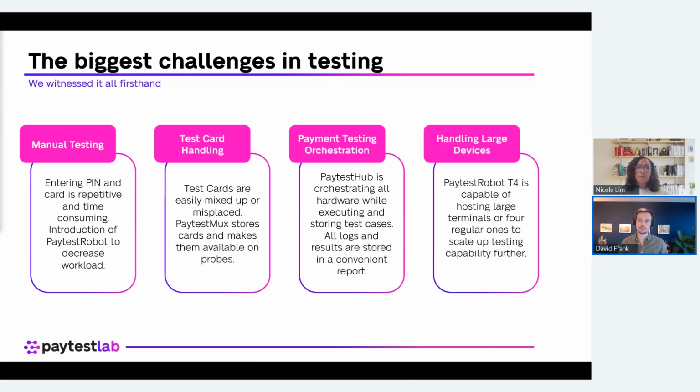And the latest issue which we were challenged with and could resolve, payment terminals are just getting bigger and bigger, and they didn't fit in our Paytest Robot T1 anymore. So we developed Paytest Robot T4, which can host up to 4 payment terminals on one robot. This gives you a much higher flexibility also in scaling. So for example, if you want to have one card arm at the beginning and one payment terminal, you can easily add just a second card arm and a base plate and then test 2 terminals at a time.